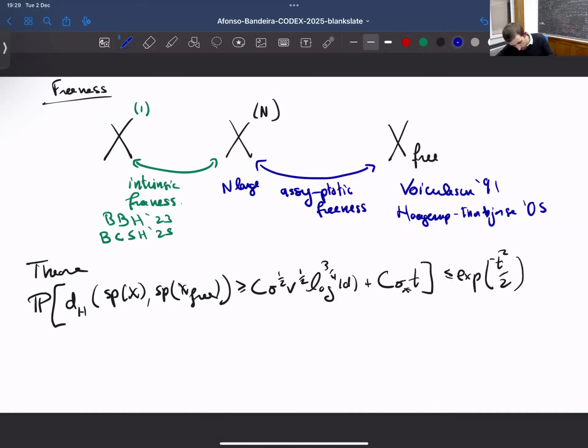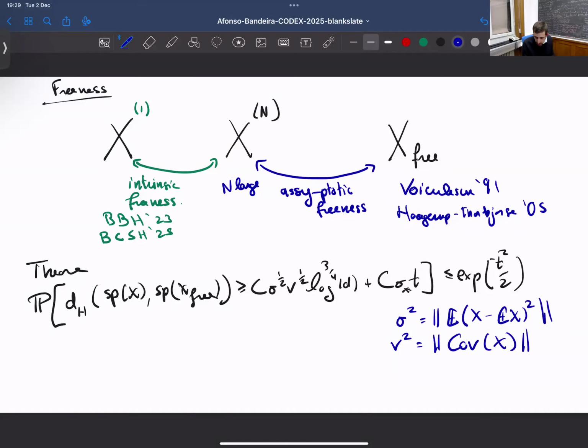Okay, where, what do I need to tell you? So here X doesn't have to be mean zero. X just needs jointly Gaussian entries. And sigma of X is just the norm of the expectation of (X minus expectation of X) squared. And v squared is the covariance, so the spectral norm of the covariance matrix of X, so now it's the d squared by d squared object, and sigma star is small, smaller than either sigma or v. And so it tells you that if you understand the spectrum of this free object, where there should be a lot more cancellations, X should have a spectrum that's essentially the same.